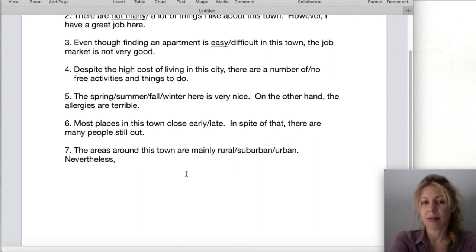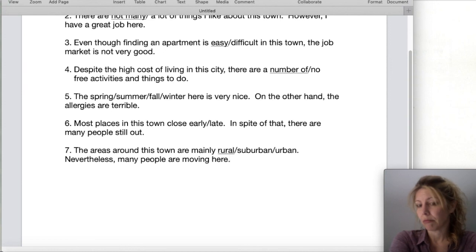If you said the areas around this town are mainly rural, nevertheless, many people are moving here. Sometimes when there's a lot of rural area, you don't see too many people trying to move up that way, unless they just want to have a lot of acreage or land. But say something like that.